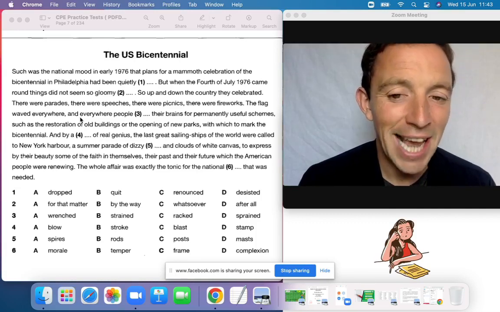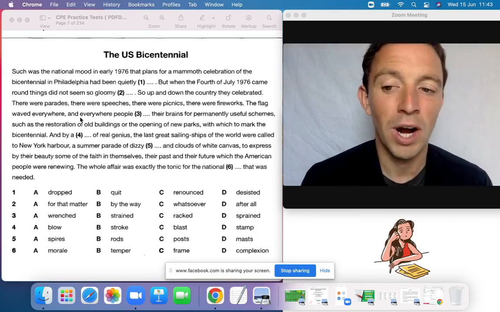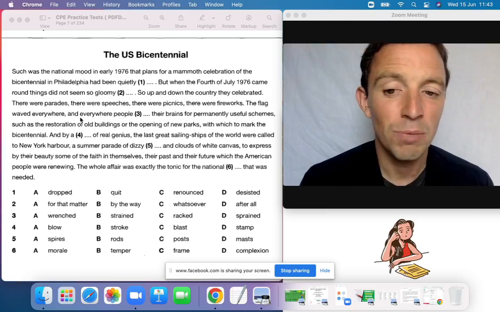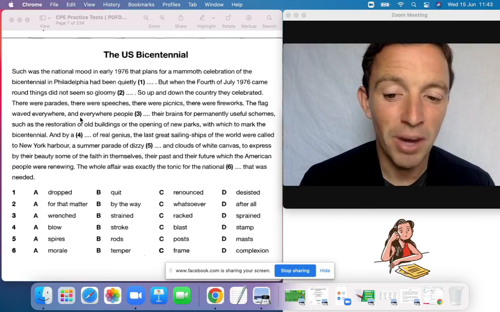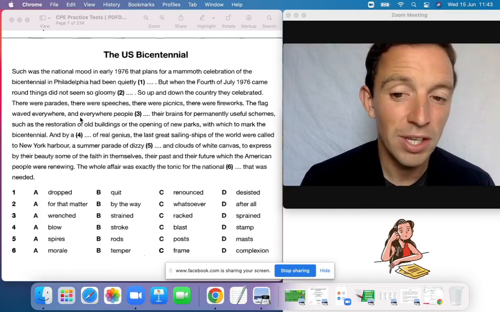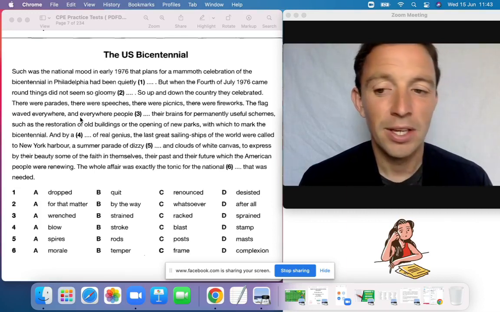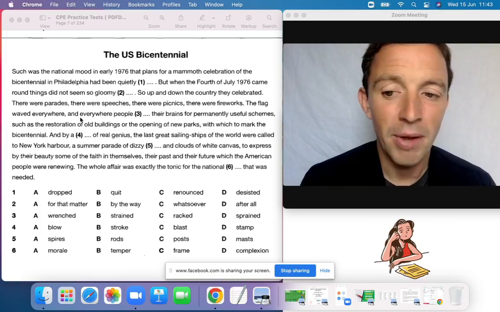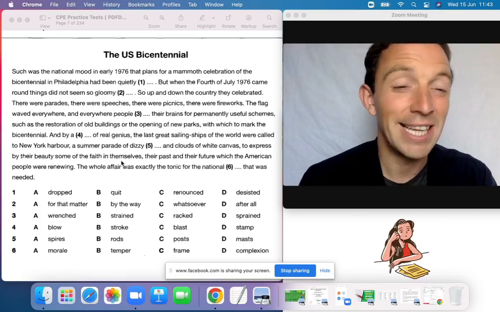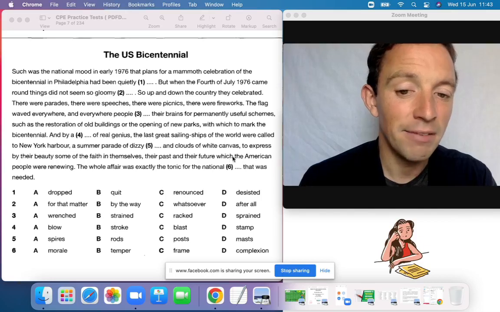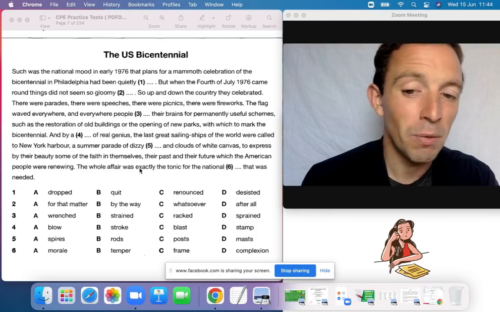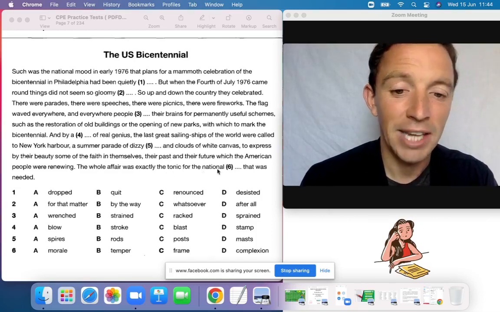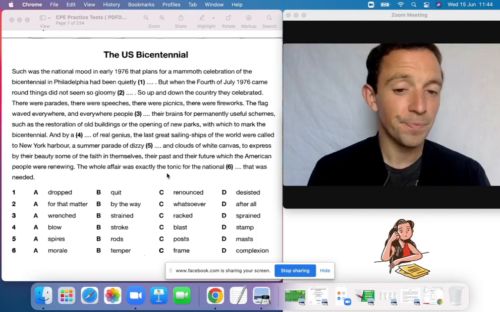The last great sailing ships of the world were called to New York Harbor, a summer parade of dizzy clouds of white canvas, dizzy spires, dizzy rods, dizzy posts, dizzy masts, to express by their beauty some of the faith in themselves, their past and their future, which the American people were renewing. The whole affair was exactly the tonic for the national morale, temper, frame, complexion that was needed.